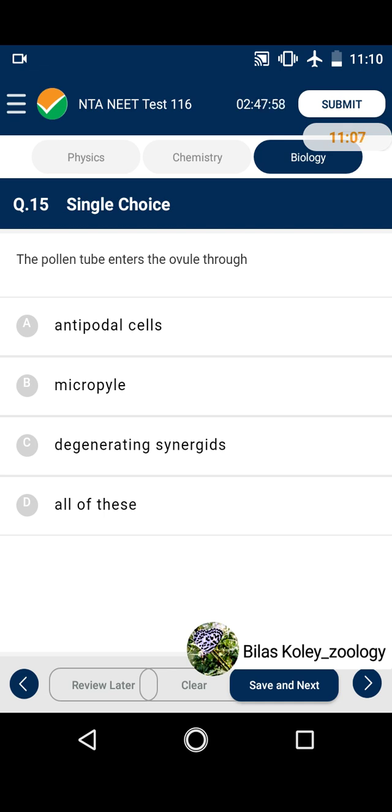Question 15. The pollen tube enters the ovule through, and the options are antipodal cell, micropyle, degenerating synergids, all of this. In this question, the right option will be option B, micropyle.